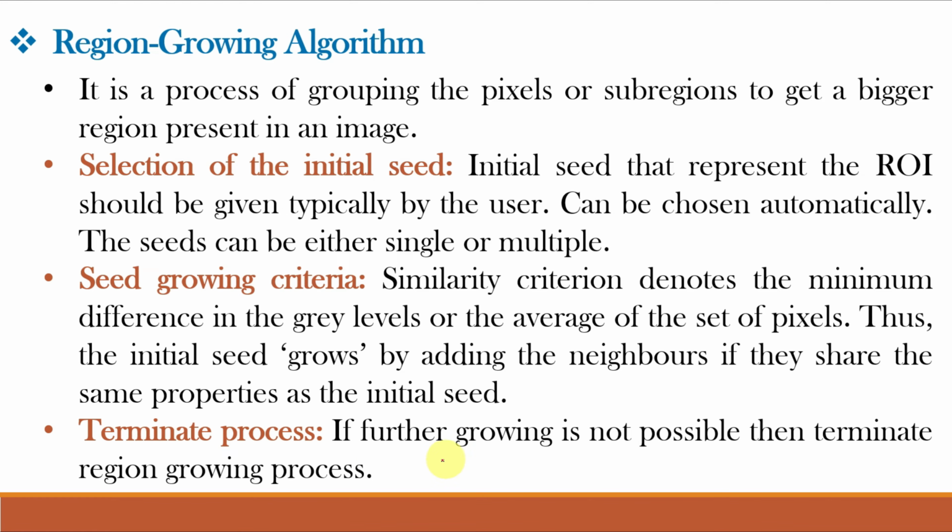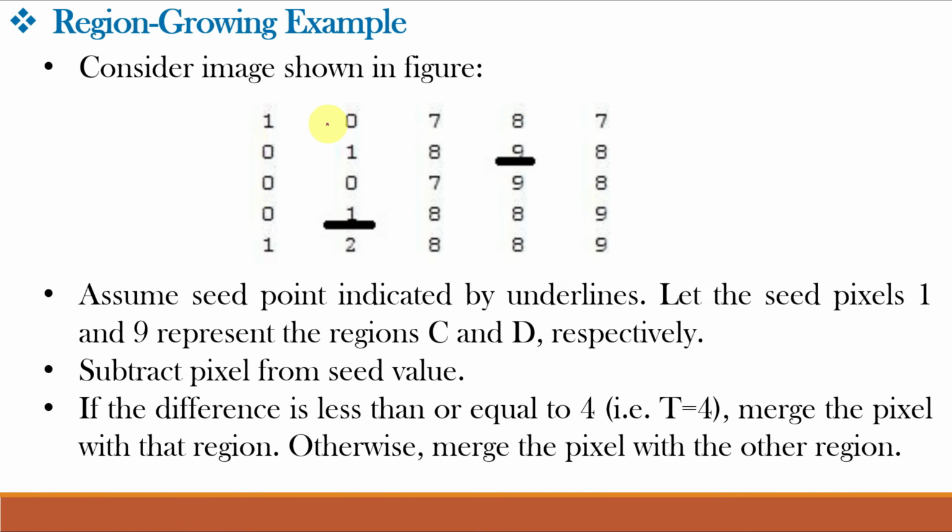Let us understand region growing using one example. Say this is the image for which we want to do the segmentation, and assume the seed points are indicated by underlines. So 9 and 1 are our seed points. Next we will subtract the pixel value from the initial seed value using the equation: the absolute of seed value minus pixel value should be less than or equal to the threshold. Here the threshold which we are choosing is 4. So if the difference is less than or equal to 4, merge the pixel with that region, otherwise merge the pixel with the other region.